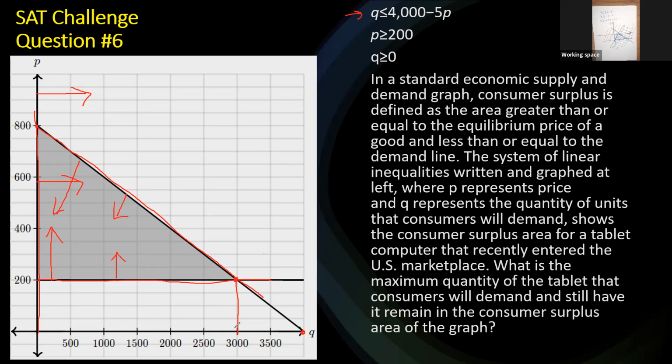So how many units will you be able to sell? You will be able to sell 3000 units. At what price? At $200. क्योंकि ये इतने units आप $200 का price रखेंगे तो बिकेगा. Though they have not asked that, they have only asked what will be the maximum number of units you can sell and still be in the consumer surplus area.